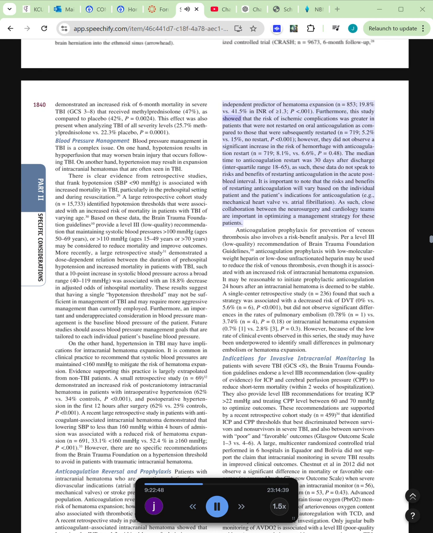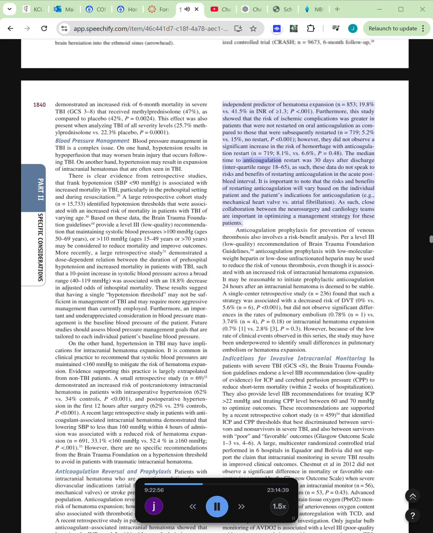Furthermore, this study showed that the risk of ischemic complications was greater in patients that were not restarted on oral anticoagulation as compared to those that were subsequently restarted (n=719): 5.2% against 15% with no restart, P<0.001. However, they did not observe a significant increase in the risk of hemorrhage with anticoagulation restart (n=719): 8.1% against 6.6%, P=0.48.